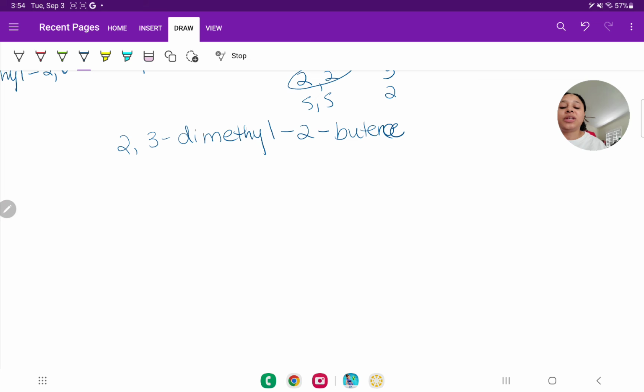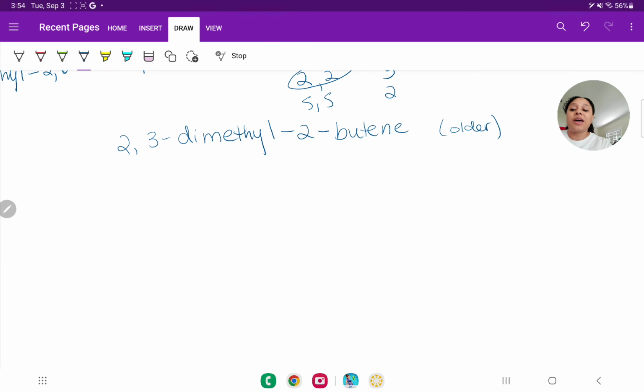It says 2,3-dimethyl 2-butene. Now I'm going to tell you there is another way of naming this that is acceptable. This is what we call the older nomenclature, but it's still acceptable. There's a newer one, and I'm going to tell you what that is after.